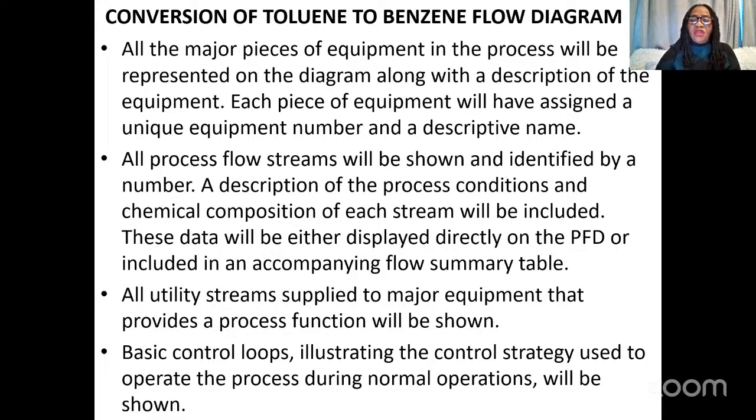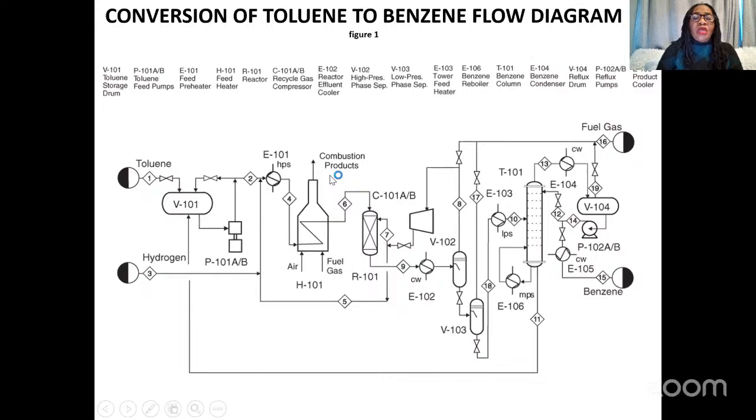Then the basic control loops that illustrate the control strategy used to operate the process during normal operations will also be shown. So you will see this in the diagram I will give you. You might not understand it at the beginning, but before the close of this lecture, you will have a good understanding because we're going to use some examples and solve some problems using this flow diagram.